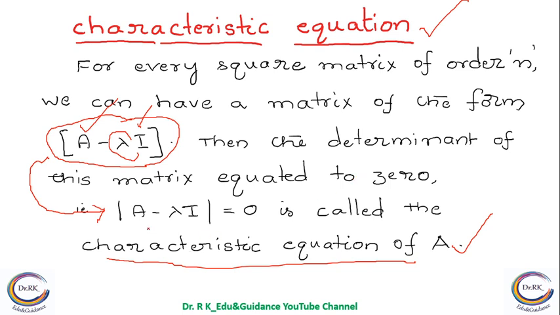So in general, if we expand this, what we get? Suppose it is a 2 by 2 matrix, right? Some matrix 1, 2, 3, 4. If we take this matrix, then we'll get the corresponding polynomial. That is, if it is a 2 by 2 matrix, we'll get some lambda square plus constant into lambda plus the constant equal to 0. If it is a 3 by 3 matrix, then we'll get a polynomial of order 3. Like this, we'll get the characteristic equation.